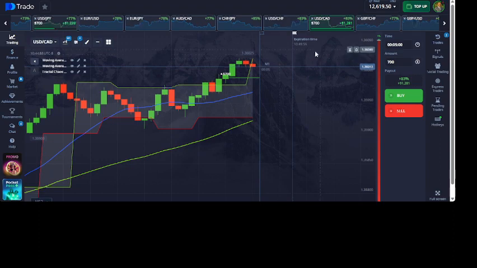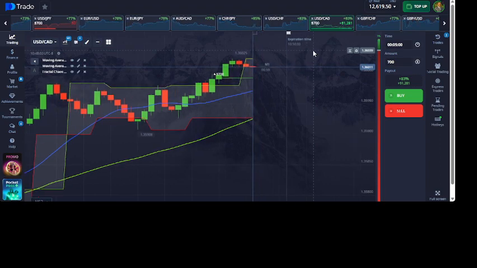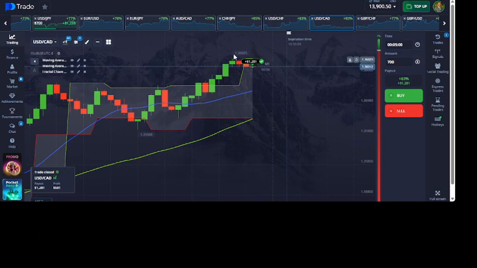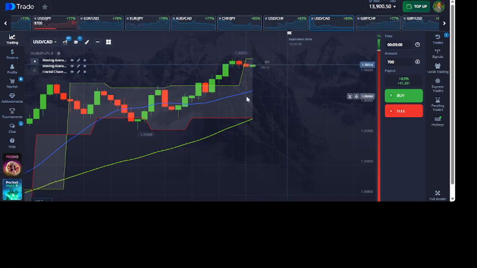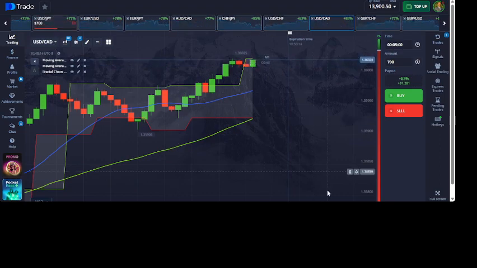It's set to expire. Okay, so that trade was in the money. All right, so I'm gonna pause the video and wait for the USD JPY trade to expire next.